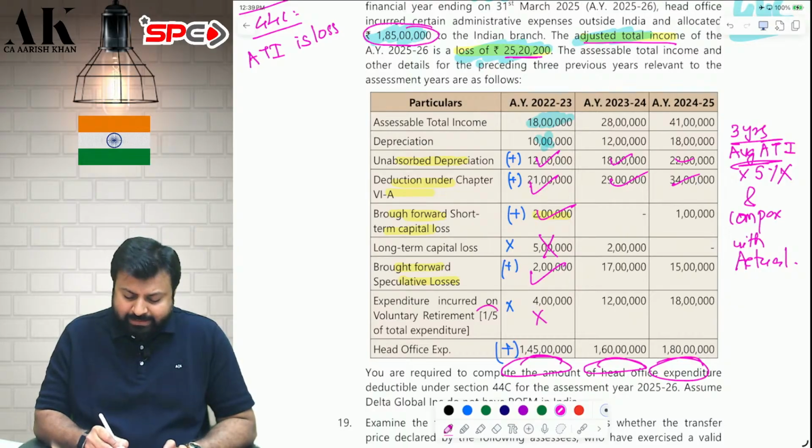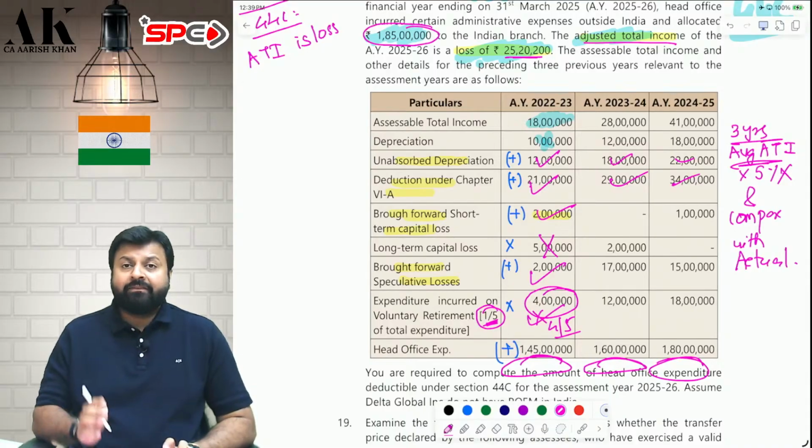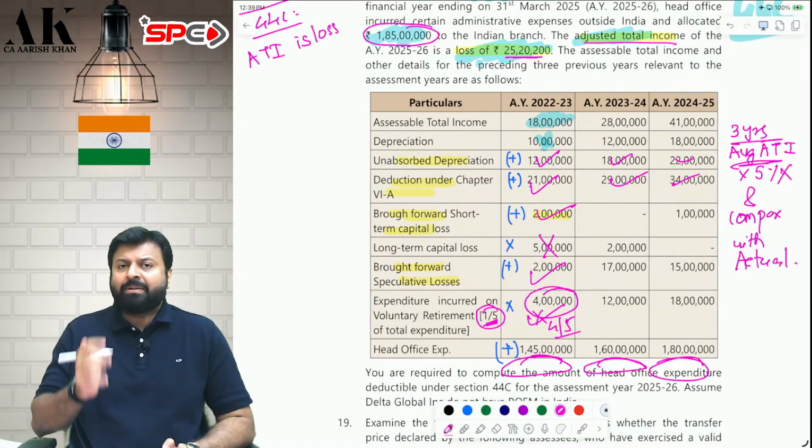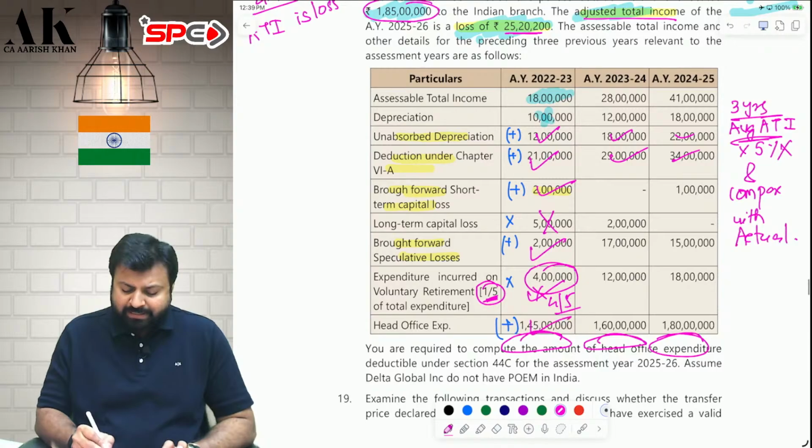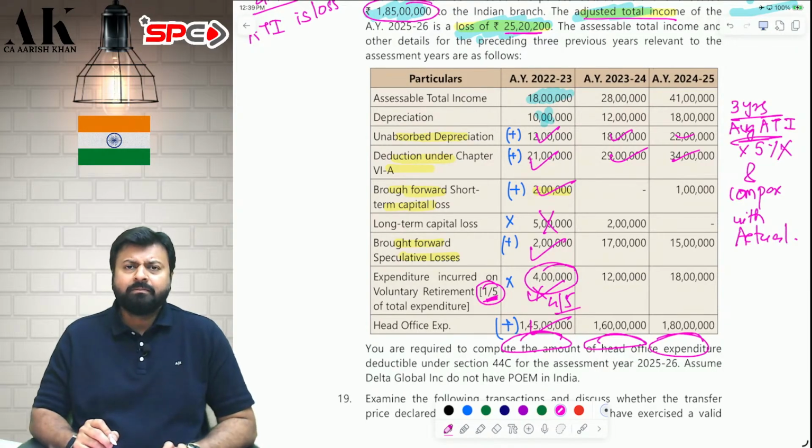Should I add VRS? Do not add VRS. This is already 1/5. If this had not been 1/5, then we would have added back 4/5. This is already 1/5, so it is correct. If this had been the full amount, then we would have added back 4/5, because only 1/5 is allowed for VRS. Should I add back head office expense? Yes, head office expense, definitely add back.